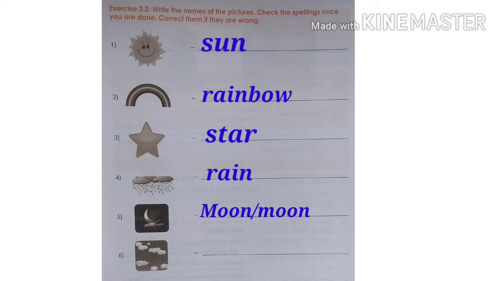Then in the fifth picture we can see the moon, so we have to write the spelling of moon, M-O-O-N, moon. Then in the sixth picture we can see clouds, so we have to write the spelling of clouds, C-L-O-U-D-S, clouds. So everyone has to complete this exercise as it is, okay?